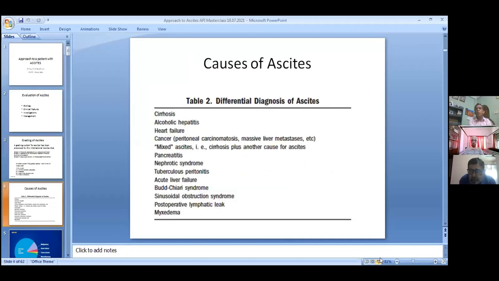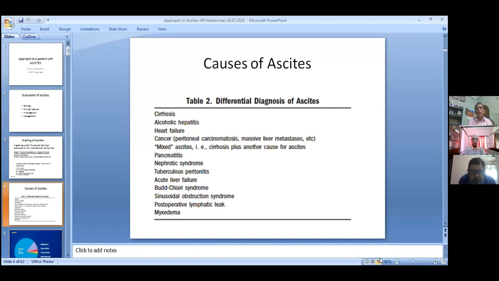So before going further, what are the causes of ascites? Cirrhosis is the commonest cause of ascites throughout the world. Epidemiological data from different countries show that the commonest cause of ascites is cirrhosis; in the West, about 75 to 80% is due to cirrhosis. I will discuss our Indian data.